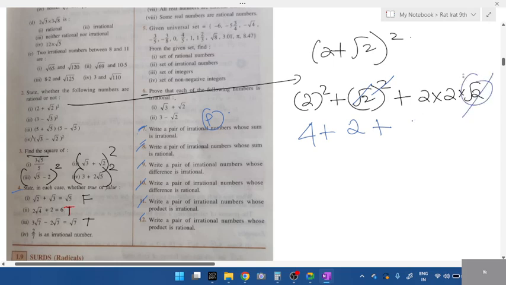This root 2, shall I erase it? Then what does it become? This 4 root, 4 root 2.